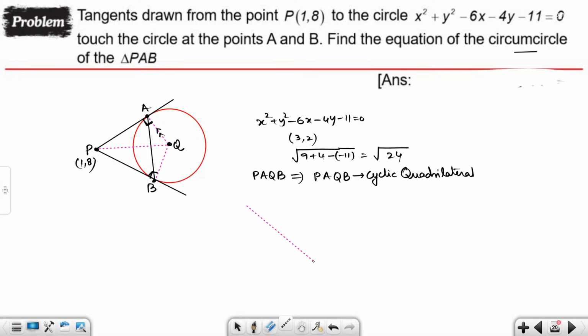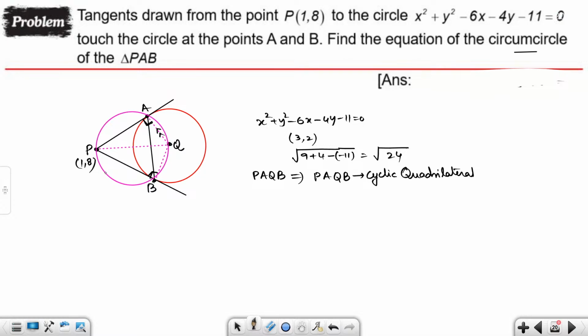So your cyclic quadrilateral PAQB, if I draw a circle which is passing through A and B, it is definitely going to pass through Q also. Yes or no? Absolutely yes. Why? Because it's a cyclic quadrilateral. Is it clear? So it is passing through Q.